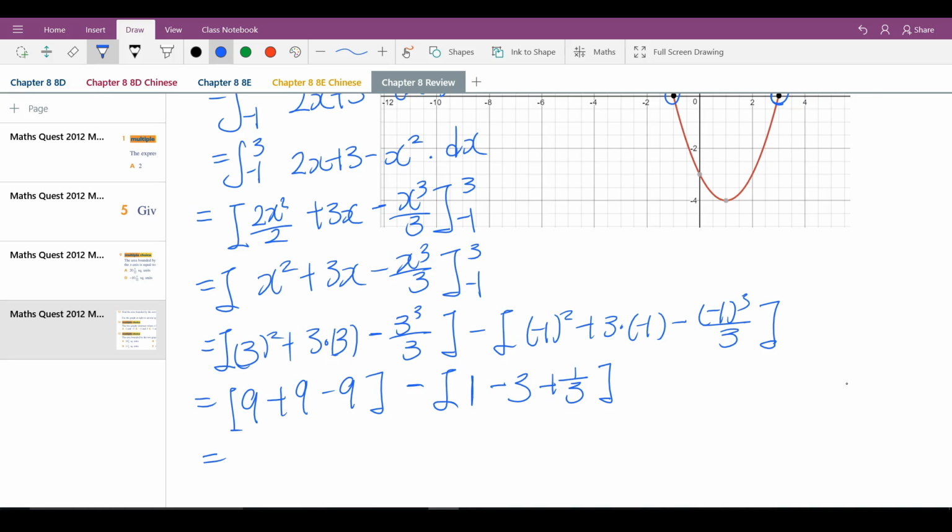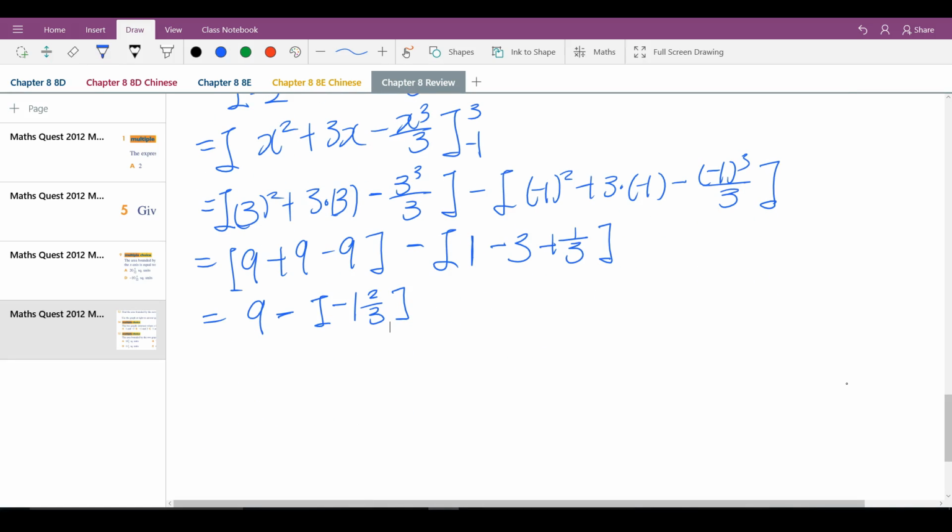So we get 18 minus 9, which is just 9, minus whatever in this bracket is. So this is 1 minus 3 gives you -2. -2 plus 1/3 gives you -1 and 2/3. So it gives you 9 plus 1 and 2/3. 9 minus negative is just plus, so it's 10 and 2/3 units square.